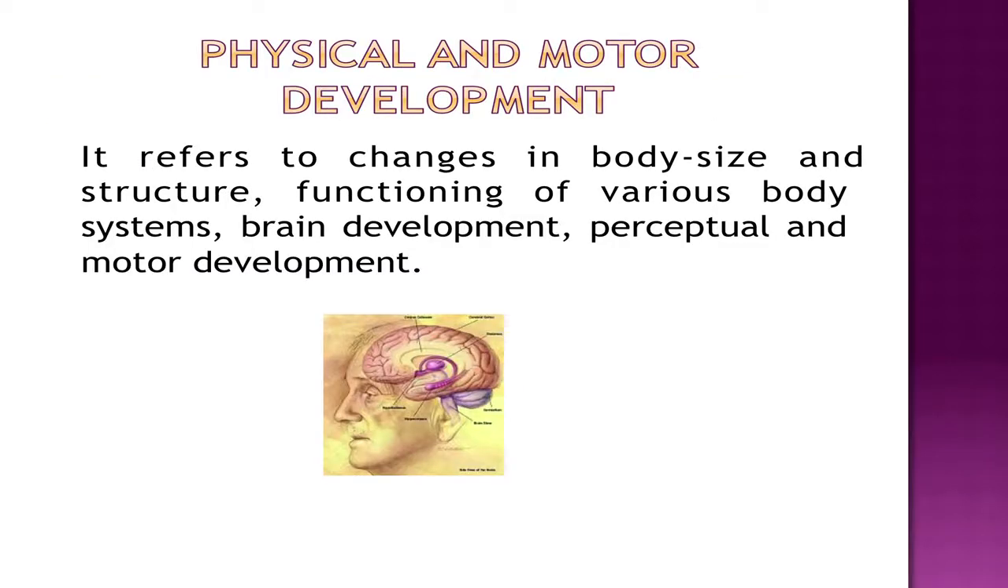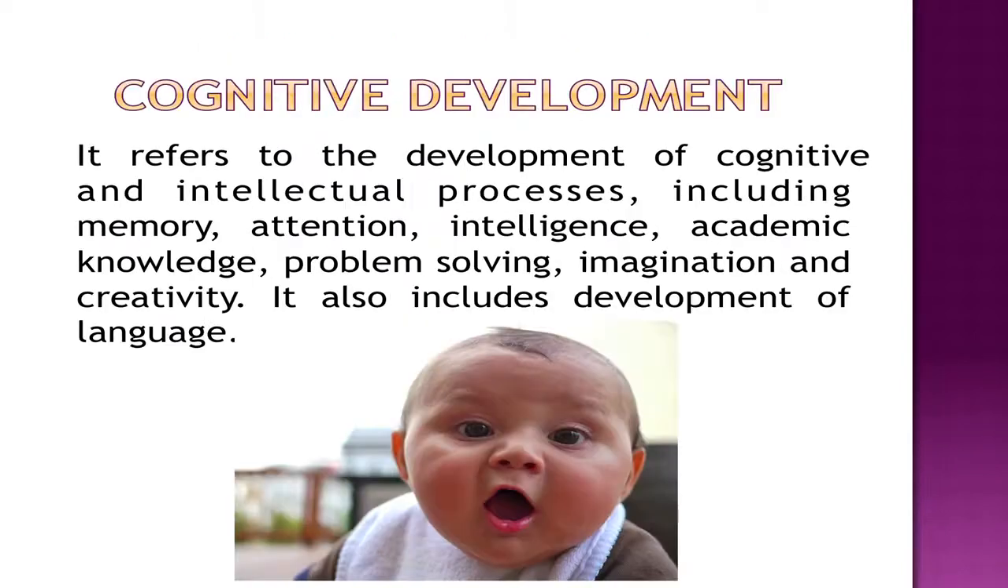First, physical and motor development. It refers to change in body size and structure, functioning of various body systems, brain development, perceptual and motor development. Second, cognitive development. It refers to the development of cognitive and intellectual processes, including memory, attention, intelligence, academic knowledge, problem solving, imagination and creativity. It also includes development of language.